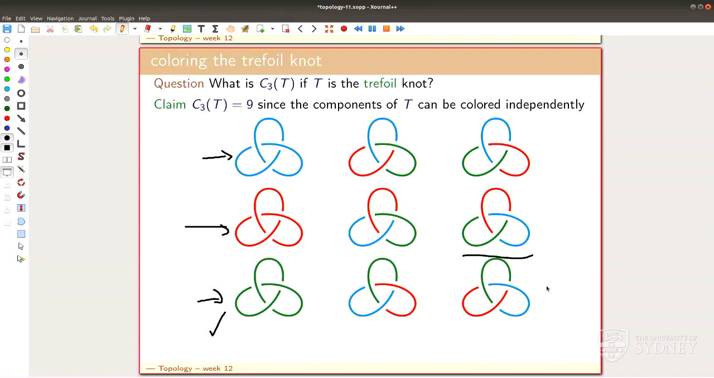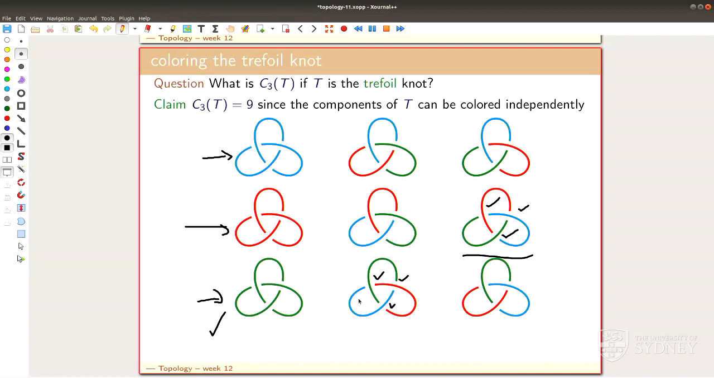So here at the bottom crossing, we have green, blue, and red. So this crossing checks. Here we have the red going over, the blue and the green, crossing checks. Here we have blue, red, and green, crossing checks. Let's see here, this one works, this one works, this one works, and so on. So for the trefoil, the number is 9, which shows that the trefoil is non-trivial, because the unknot only allows 3. Yeah? So here it is 9.